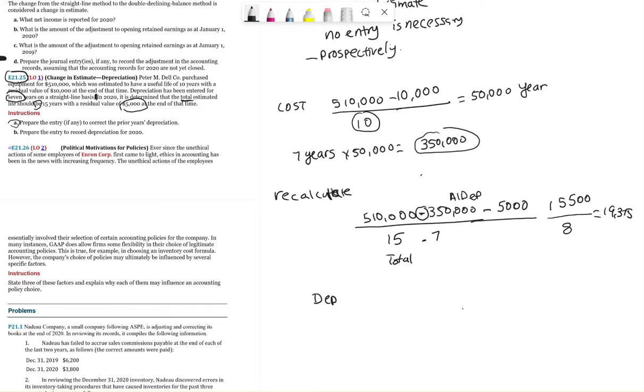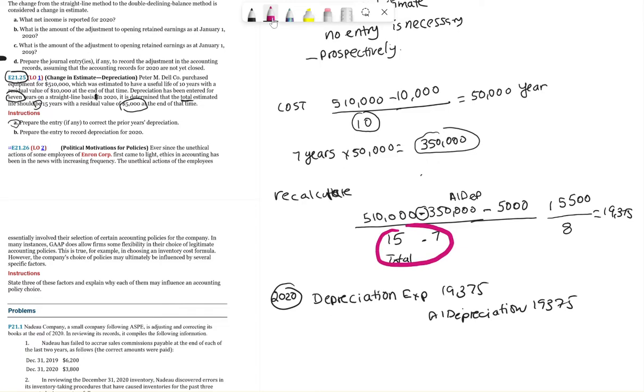My current year's entry for 2020 will be a debit to depreciation expense and a credit to accumulated depreciation for 19,375. Now I'm going to change ink and show you another way of calculating this 8.